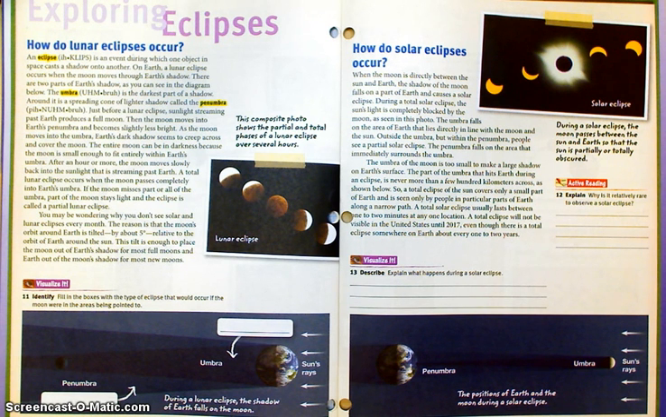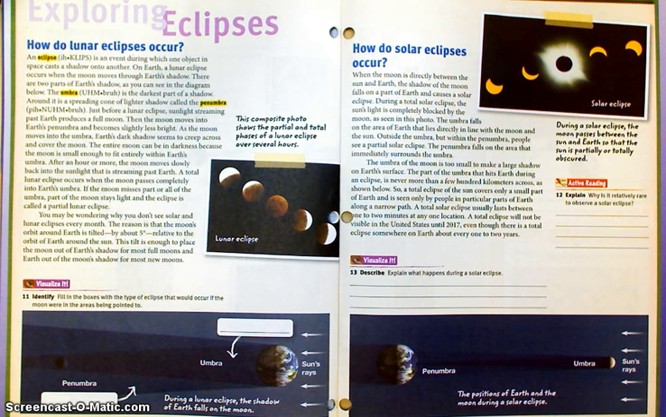So if you guys were around last fall and you came by, it was a football day, and you saw the moon taking kind of a cookie bite out of the sun, and you had to look at it through a filter that we provided for you, that was a partial solar eclipse. Okay? So the penumbra falls on the area that immediately surrounds the umbra.